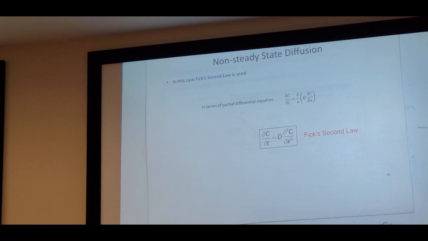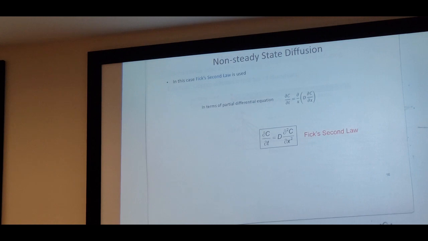The steady state is time independent, whereas non-steady state is time dependent. Why? Because when you have a huge thickness or some thickness for your medium, the number of atoms diffusing through changes. For example, if you consider this as your diffusing medium, and the atoms are diffusing from this point to the other through this medium.